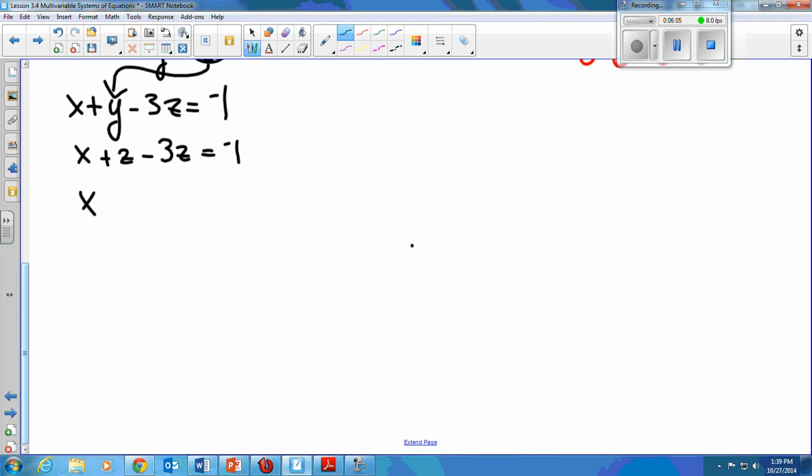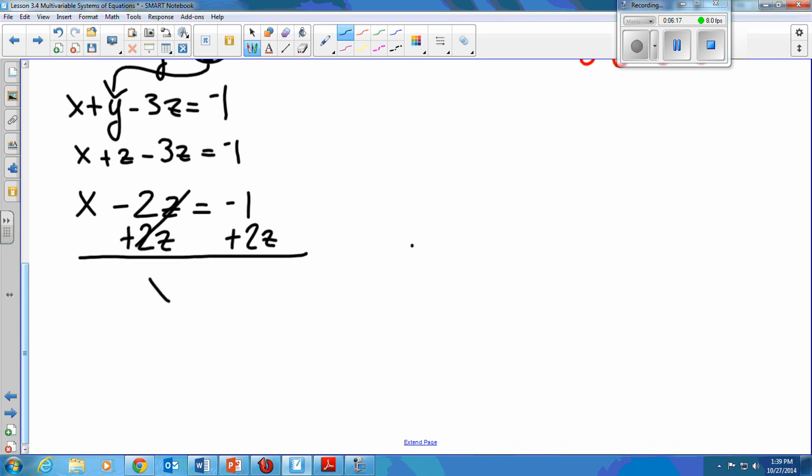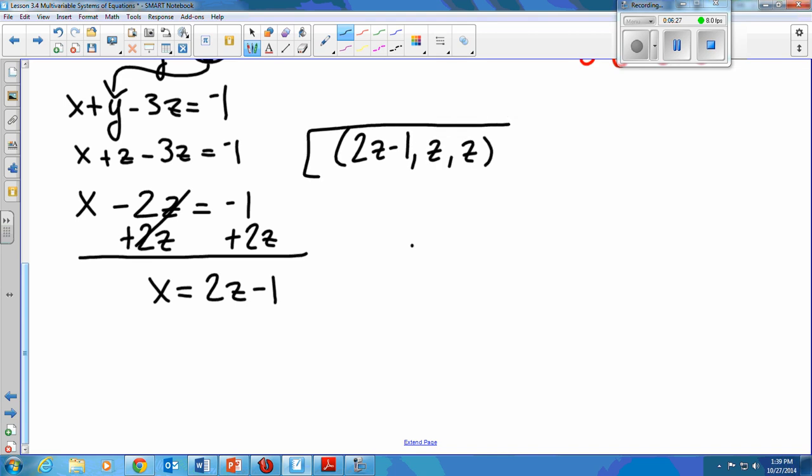So x minus 2z is negative 1, but I want to solve for x. So what do I do? What I do to one side, I do to the other. So x equals 2z minus 1. That means all of my answers will be in the form (2z minus 1, z, z). So any triple that works will be in that form.